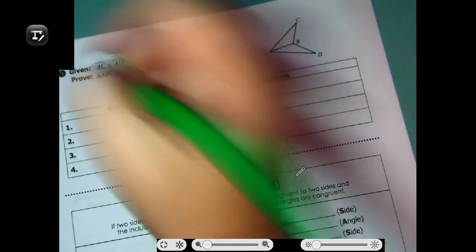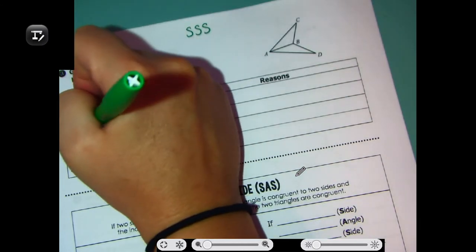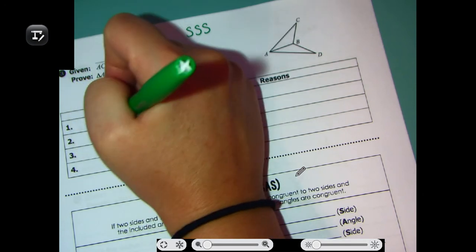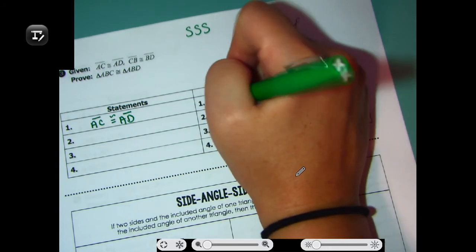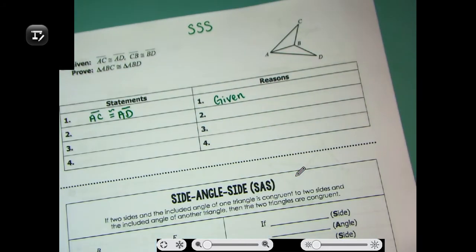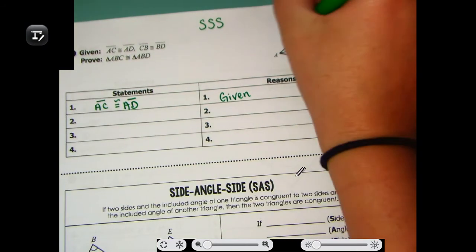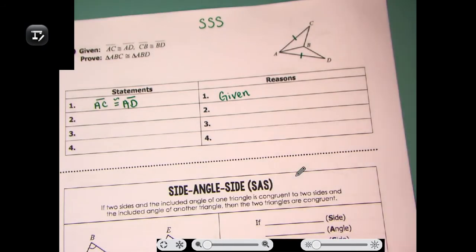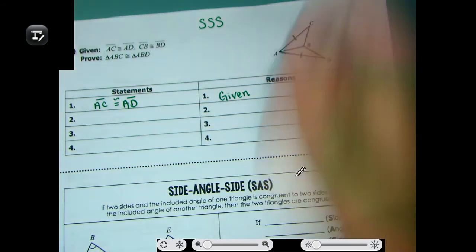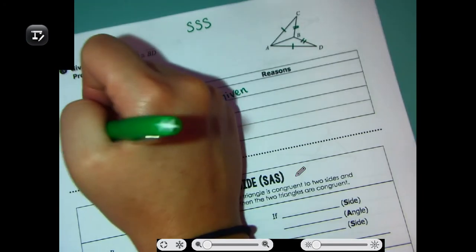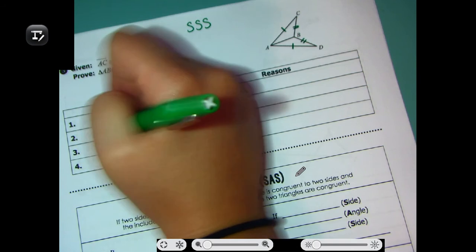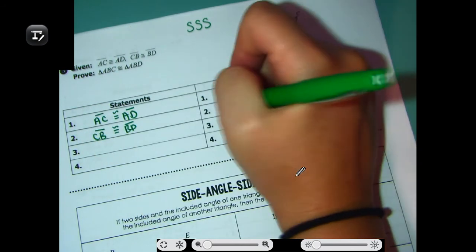So we're going to write what's given. The first thing I'm given is that AC is congruent to AD, and I know that because it's given. So I'm going to put "given" for my reason, and then I'm also going to label that on my image here. So AC is congruent to AD. That's one pair of sides that I know are congruent. Now, the next thing they give me is that CB is congruent to BD, and that is also given to me. So I already have two things done because they're given to me.